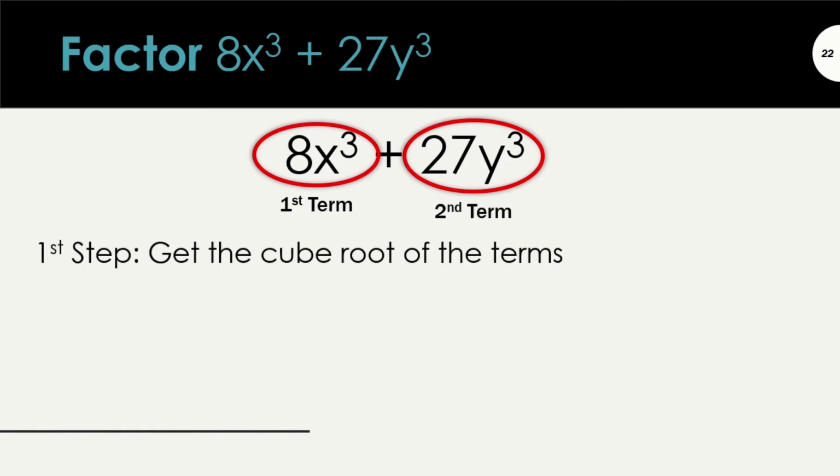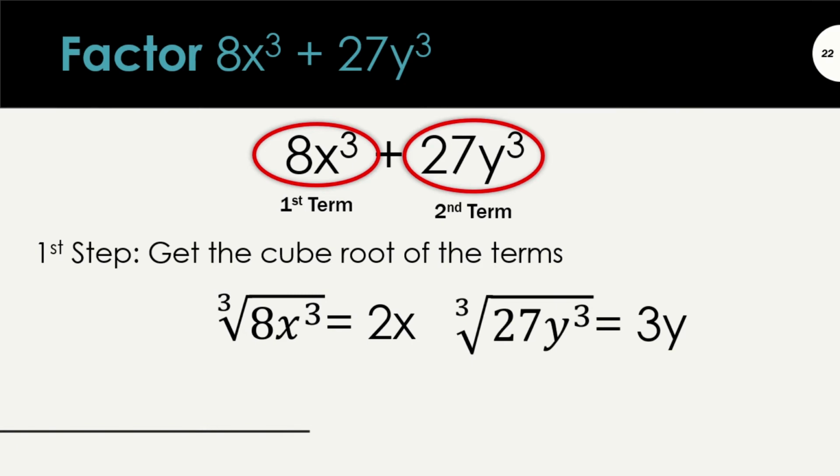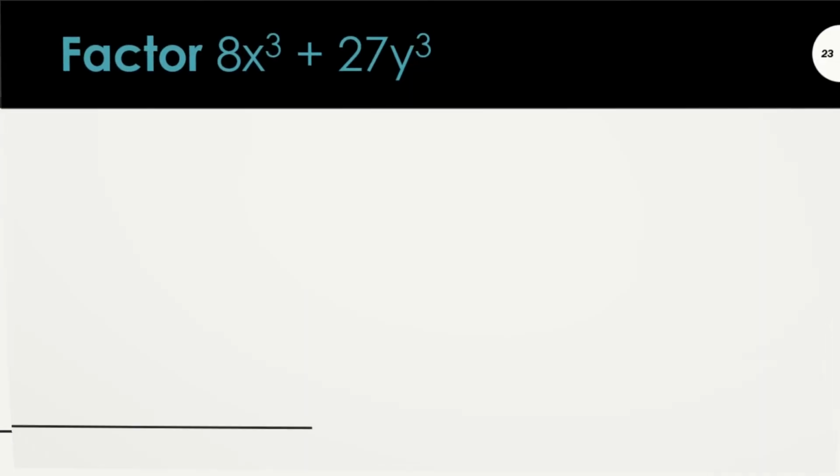So, doon ulit tayo sa steps. We will get the cube roots of the terms. So, we have 8x cubed. Kukuhanin natin ang kanyang cube root. So, we have 2x. Then, for our second term, 27y cubed, kinuha na ng cube root. So, ang magiging sagot ay 3y.